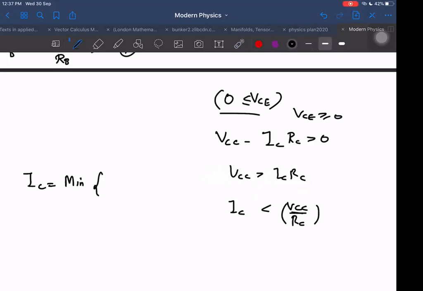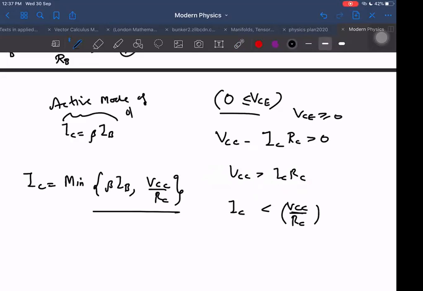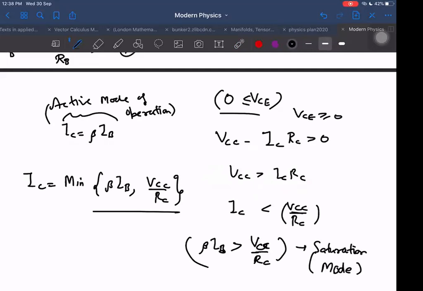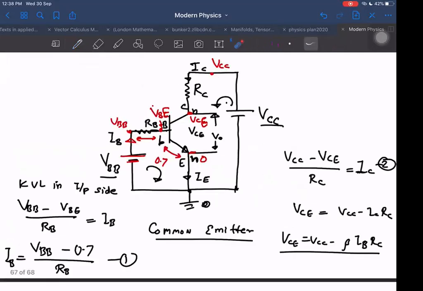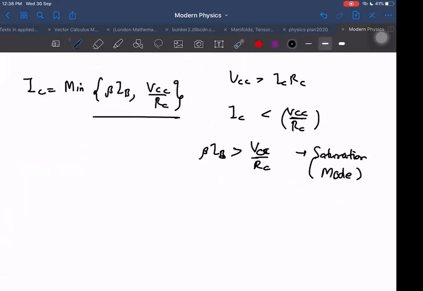IC is equal to the minimum of beta IB and VCC by RC, whichever is minimum. It is not always applicable. It is applicable only in active mode of operation. When beta IB is greater than VCC by RC, it goes into saturation mode of operation. VC is 0 from here. If both junctions are forward biased, then the mode of operation will be saturation.